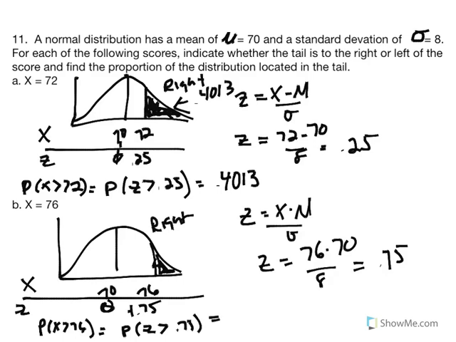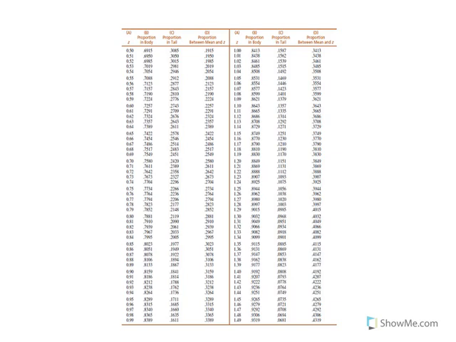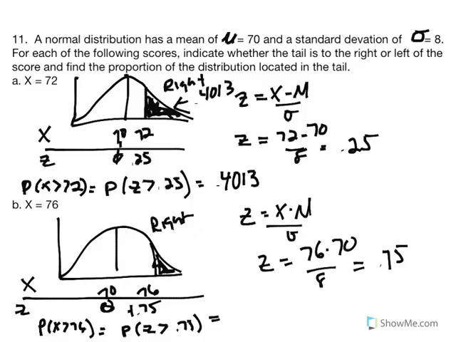Okay, so we're going to use our unit normal table to find that out. Again, we enter the unit normal table using our z column. We're looking for a z-score equal to 0.75. If we move our way down, we find it here, and the proportion in the tail is 0.2266. Given what we found in our unit normal table, this area is represented by a proportion of 0.2266, answering our probability statement.